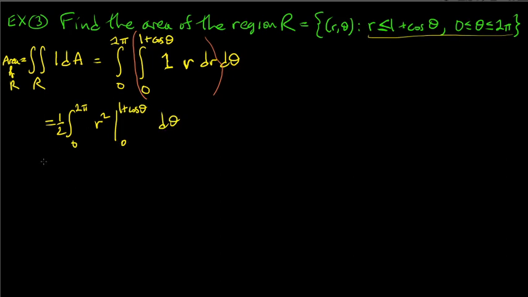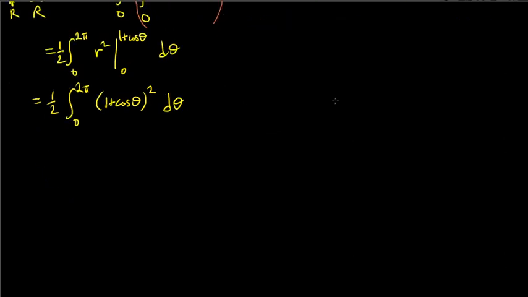Okay, so leave the 1/2, and then what are we integrating here from 0 to 2 pi? We're integrating 1 plus cosine of theta, the quantity squared, right? Minus 0 squared, but that's just 0, right? Okay, so far? All right. We should probably multiply this out.